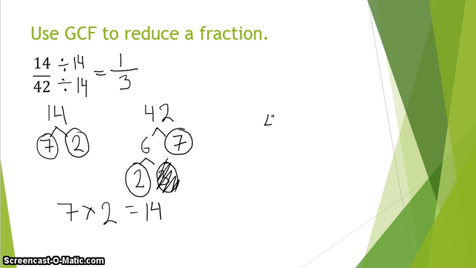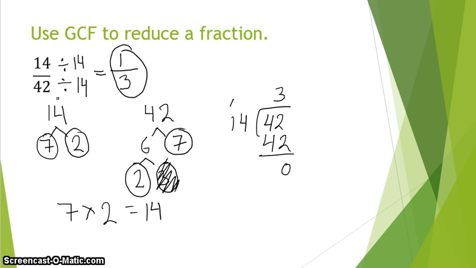So you can do it the long division way, so 42 divided by 14, you can try 3. So 3 times 4 is 12. So 2, carry the 1. 3 times 1 is 3, plus 1 is 4, divides evenly. So this is a reduced form of this fraction right here.